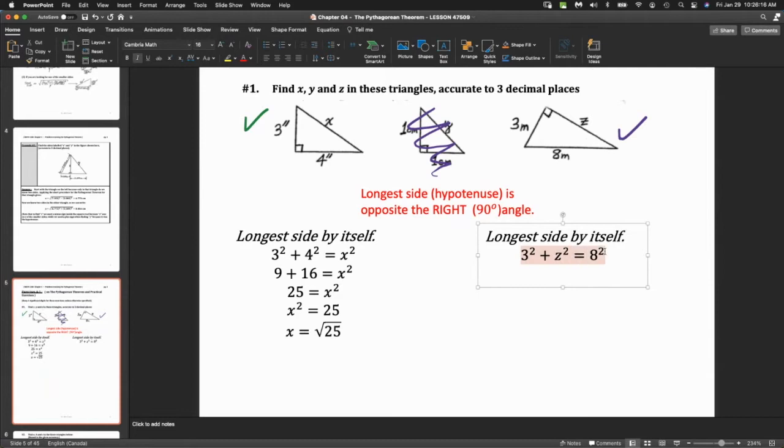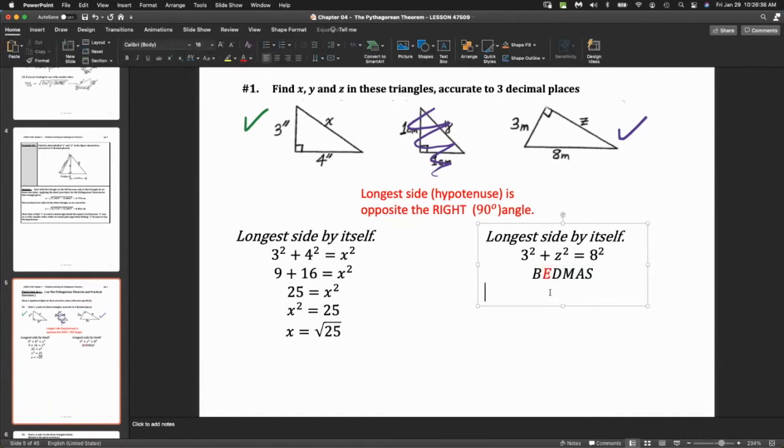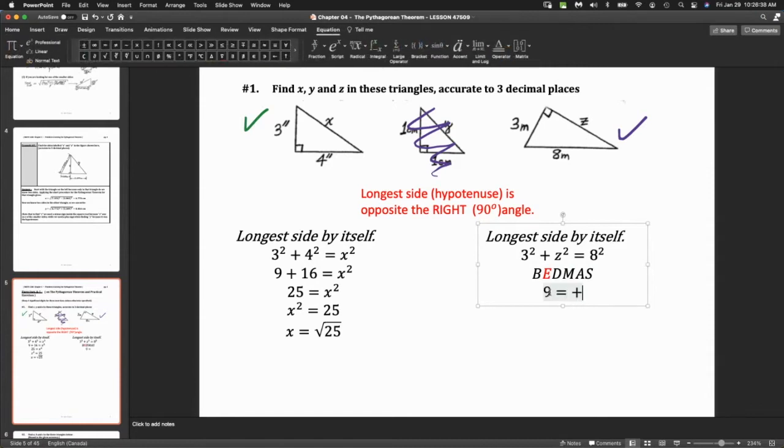In this question here, the longest side is 8, but the variable z here has to be isolated. So before, think of BEDMAS. You know BEDMAS? E is first. See exponents? Do the exponents first. So in this case, you have 9 plus z squared equals 64. And just move the 9 over.